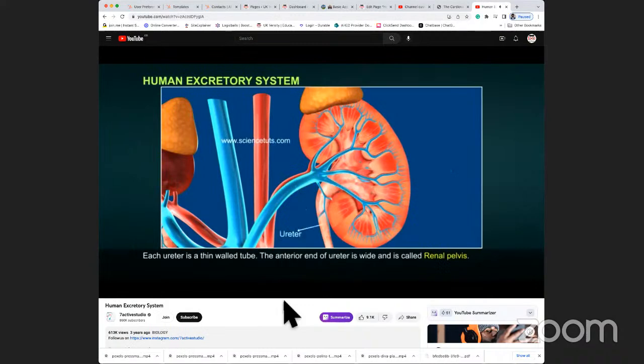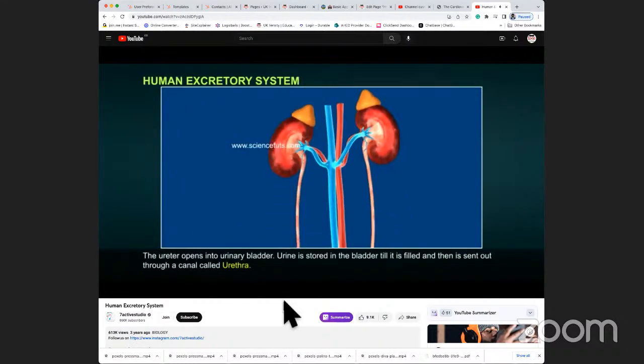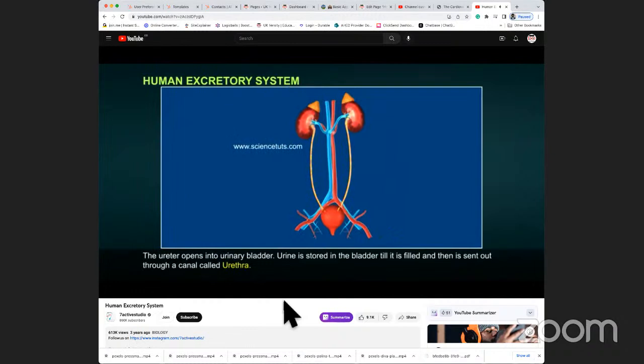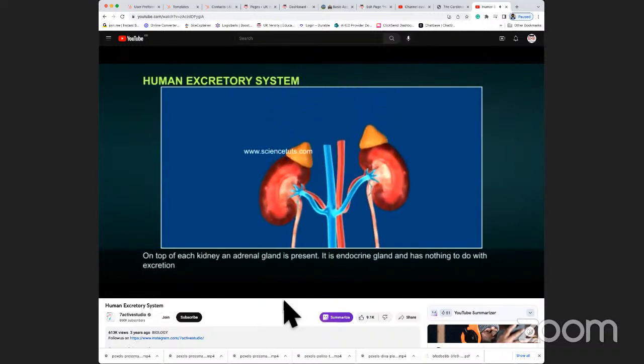Each ureter is a thin-walled tube. The anterior end of ureter is wide and is called renal pelvis. The ureter opens into urinary bladder. Urine is stored in the bladder till it is filled and then is sent out through a canal called urethra. On top of each kidney, an adrenal gland is present. It is an endocrine gland and has nothing to do with excretion.